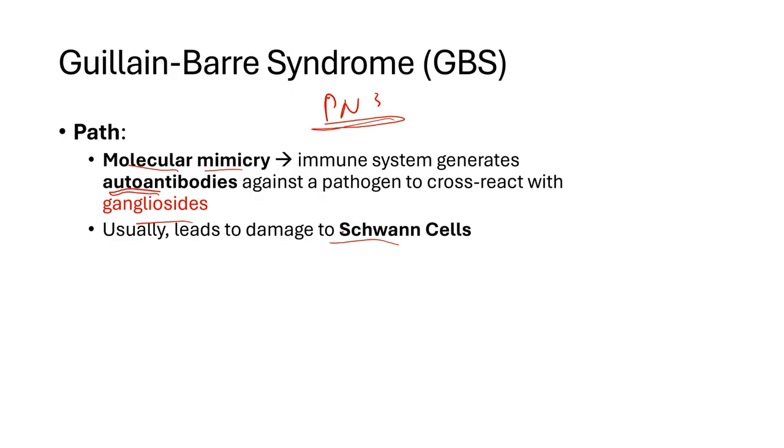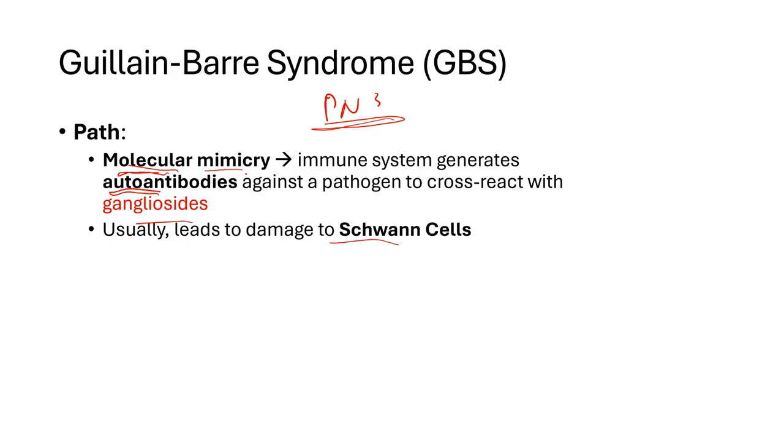But the big takeaway from this slide with the pathology of Guillain-Barré syndrome is that GBS affects the peripheral nervous system, aka Schwann cells, by a process known as molecular mimicry. This creates these autoantibodies which attack these gangliosides.